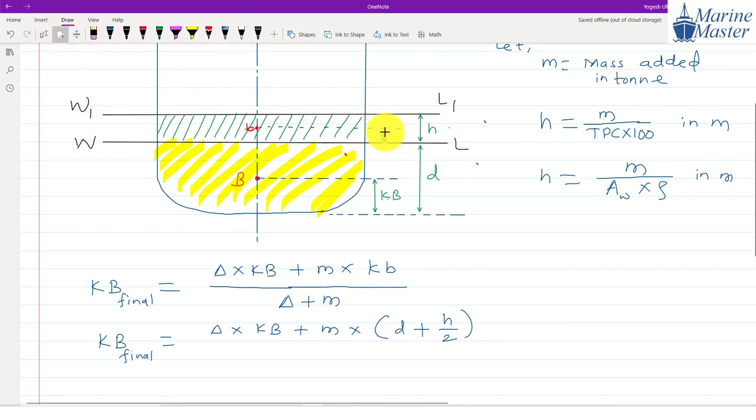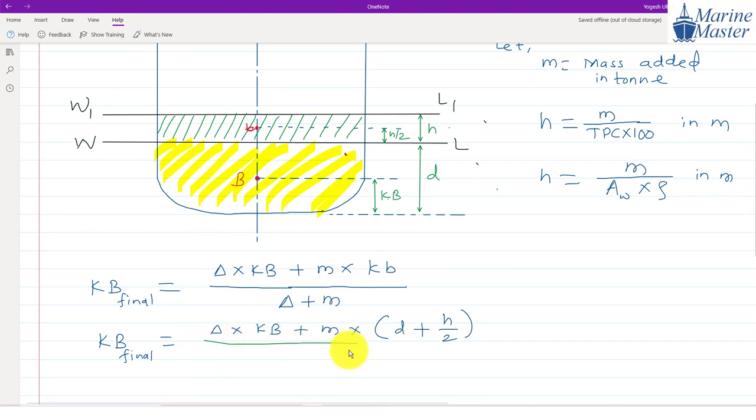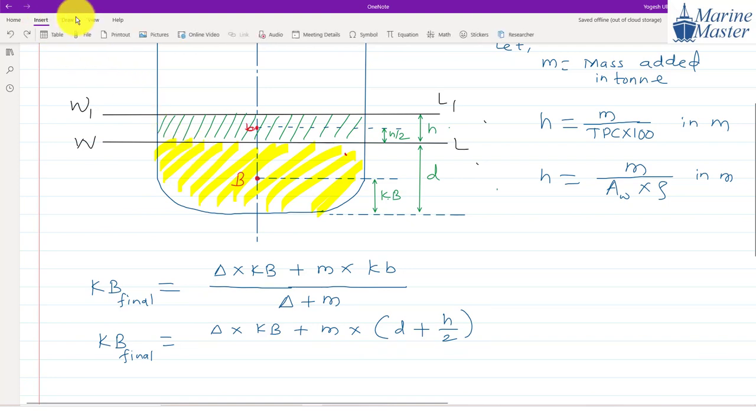1 minute. So this distance, what we can say? I will use a different color pen so that you will get a more understanding. Which color pen? I will use green only. So this will be what, guys? Our H by 2. Now you are getting my point, everyone. Any doubt in this discussion? So, and in this way we will get a final KB. What we will get, guys? We will get a final KB.